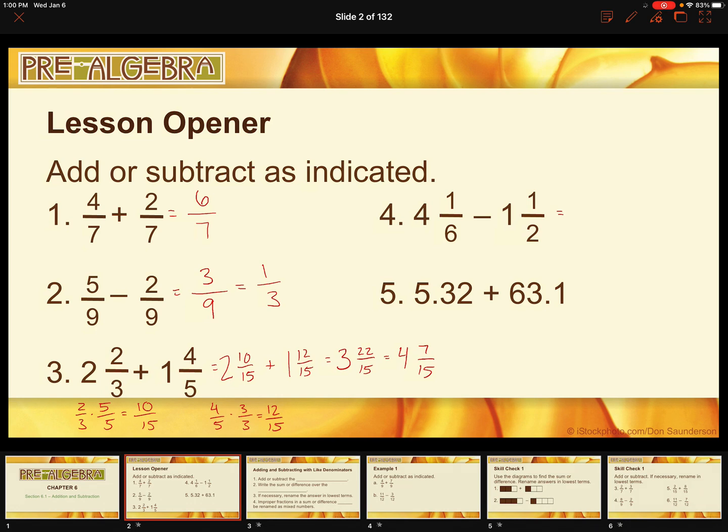Number 4, we can do similarly, except for its subtraction. So I see 1/6 and 1/2. My common denominator, or the least common multiple of 6 and 2, is going to be 6. So I'll take the 1/2 and multiply it by 3/3 to get 3/6, and I can rewrite it.